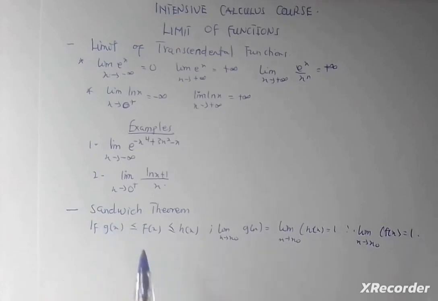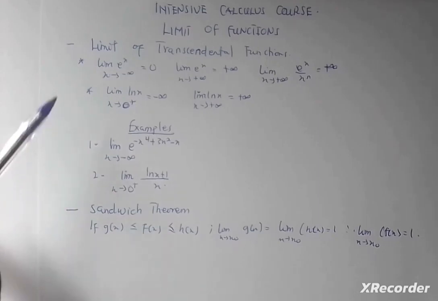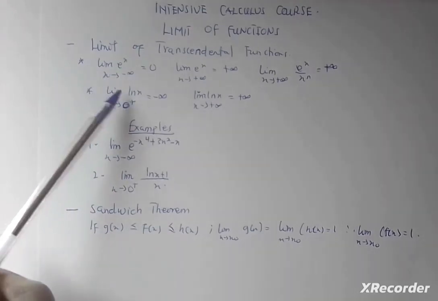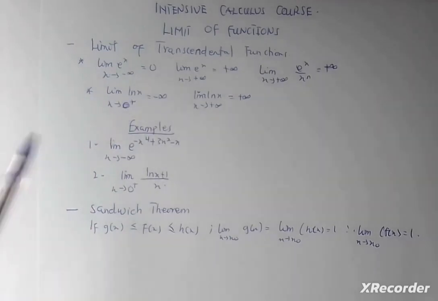So when you want to find limits of transcendental functions, it involves Euler's number and exponential functions a lot. Here are some basic limit properties relating to transcendental functions. It says the limit of e^x as x approaches negative infinity is equal to 0.